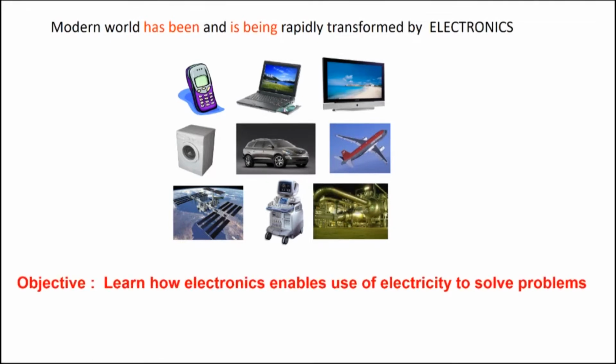And the goal of this particular course is to enable you to learn how electronics enables use of electricity to solve problems. There are several things that you learn as part of this course, and the lessons are more general in nature. In general, you will learn how in engineering we solve problems. So many of the approaches that we will develop here with respect to electronics can be applicable in a more general manner as well. Well, the question before us is why has electronics revolutionized our lives?